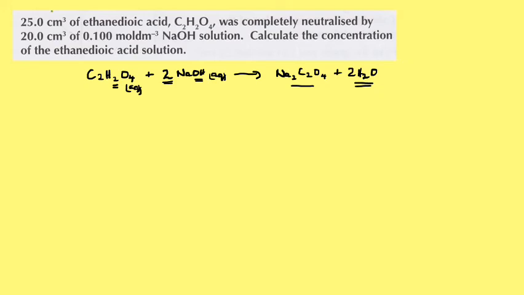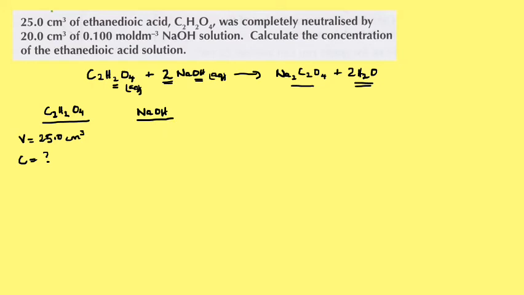So if we understand the reaction, we can carry on. If you don't understand that reaction, then pause, go back, have a look at it, and then we can carry on with the calculation. So let's write down what the question tells us. Firstly, let's list out what we know for ethanedioic acid. Okay, so it tells us that we have a volume of 25 cm cubed. And it doesn't tell us the concentration, but it tells us some information about the sodium hydroxide.